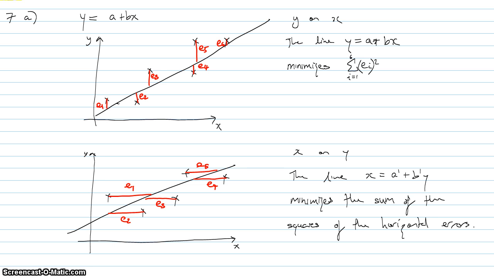So this is the answer to 7 part 1. The line y on x means that the line y equals a plus bx minimizes the sum of the squares of the vertical errors, and that's why it's called the least squares regression line.